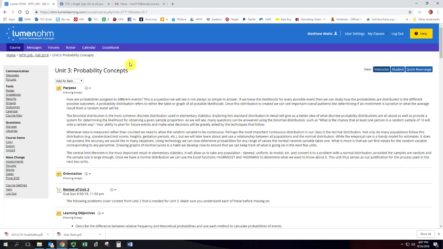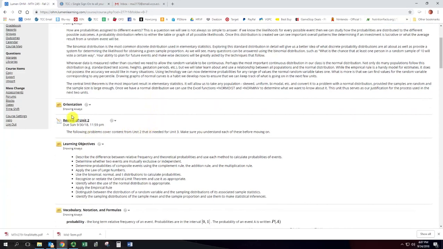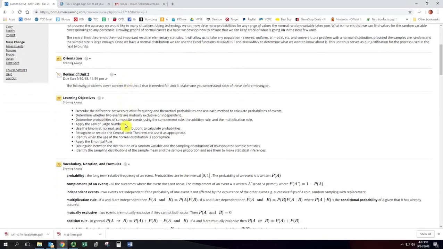We mainly focus on the binomial distribution and the normal distribution, and then from there calculate probabilities. Just like with Unit 2, there is a review. This just covers stuff from the previous unit, so you want to start with the review of Unit 2. You will have to do that before you start the practice for Unit 3, so make sure you do that.